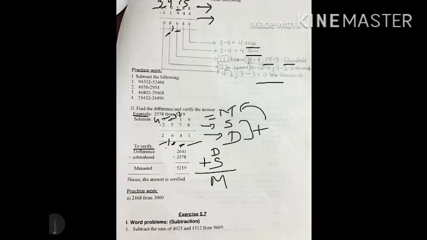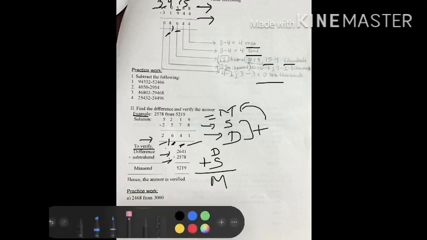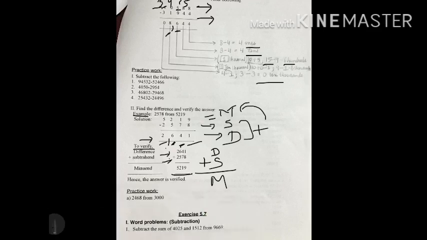So what is the difference here? 2641, this is the difference I have written here. Then what is the minuend, what is the subtrahend here? 2578 that I have written here. We will add these two numbers and we will get the upper number. Now what is the upper number here? You can yourself tell me. This is 5219. So I got the answer here. If I'm getting the same answer, that means my answer is verified. That means it's checked and my answer is correct.